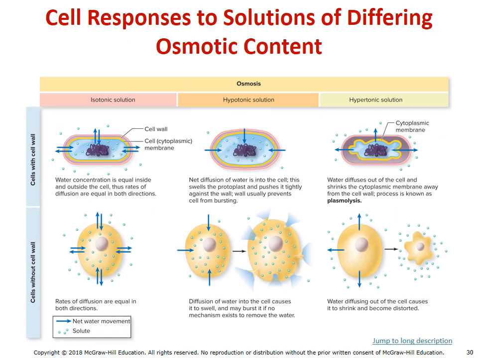So we see this illustration of all three of these scenarios. Notice in isotonic that there's roughly equal amounts of solute inside and outside, and as a result, water levels stay consistent. This is the ideal situation for most cells. We want to be in this situation because now, again, we don't have any concerns of death.